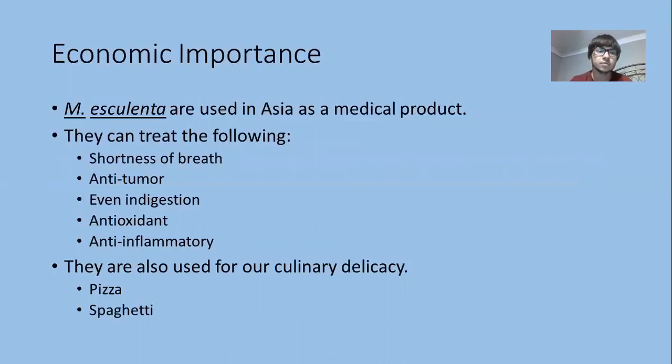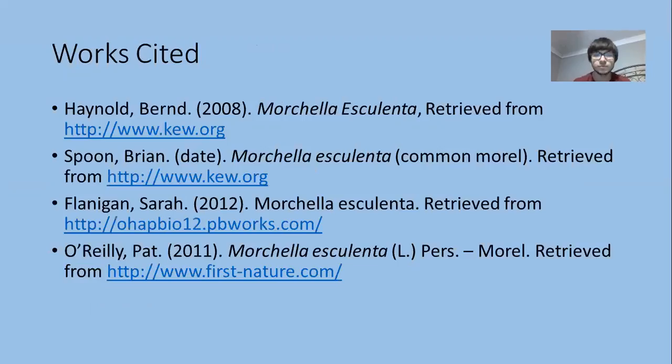The economic importance: M. esculenta are used in Asia as a medical product. They can treat the following and more: shortness of breath, tumors, digestion problems, and they're antioxidants and anti-inflammatory. And they're also used as a culinary delicacy, as in pizza, spaghetti, and any other foods that you put mushrooms on top of.